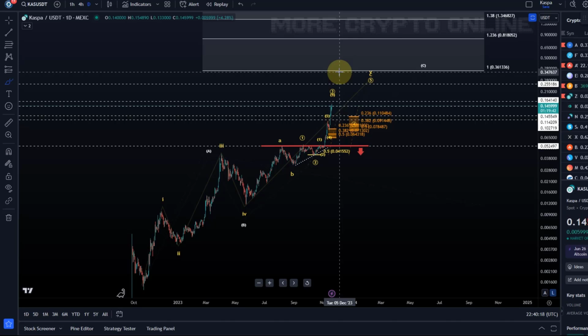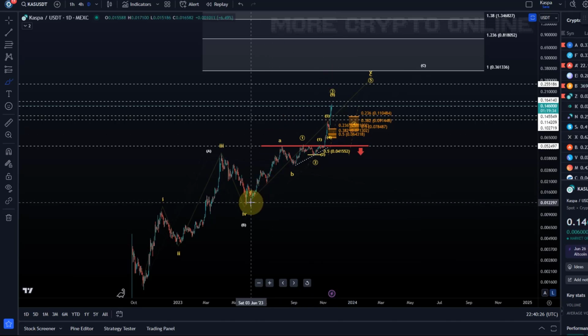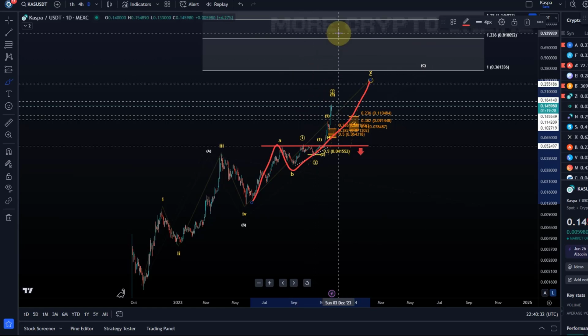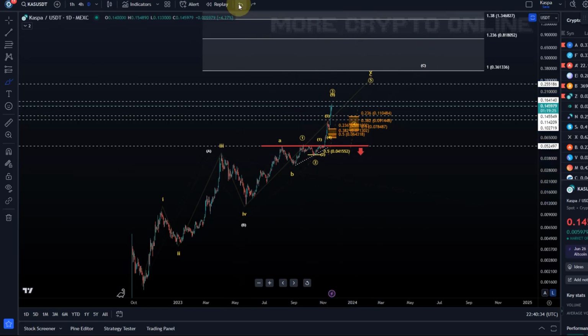So a diagonal pattern means that the subwave structures consist of corrective patterns. For example, the wave 5 that we're dealing with at the moment here consists of an A, B, C structure, and it seems like the C wave is an impulse. So we're going to take a look at that in a minute.